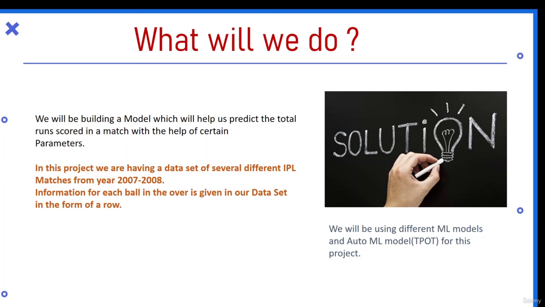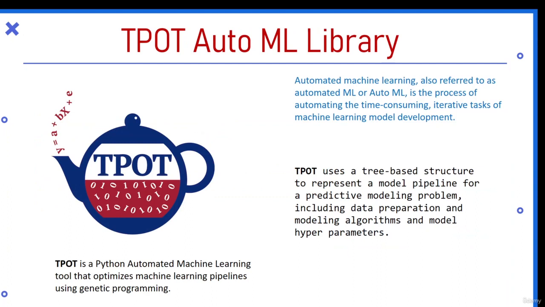You must have heard about machine learning models and all of the different things, but what is new to our topic is auto machine learning. Discussing what auto ML is: automated machine learning, also referred to as automated ML or auto ML, is the process of automating the time-consuming, iterative tasks of machine learning development. Basically, it is an automation which does all the model building and hypertuning part, which is done by the data scientist.